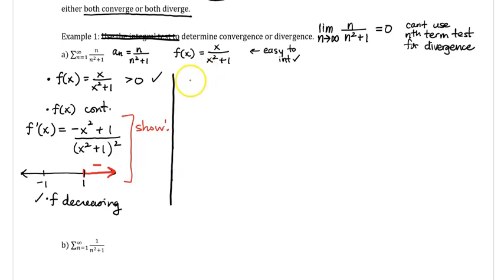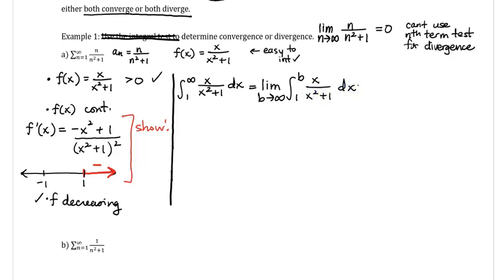So we need to evaluate the integral from 1 to infinity of x divided by x squared plus 1 dx. Whatever this integral does, the series also does. This is an improper integral. We evaluate it by introducing a limit. I replace the infinity with b, and I'm going to let b run to infinity.